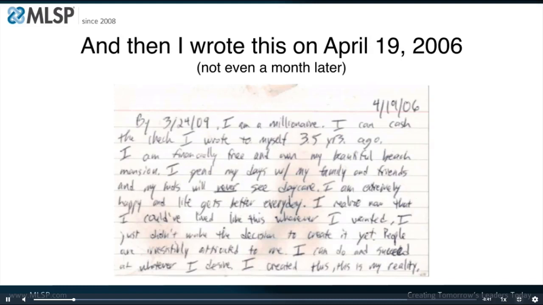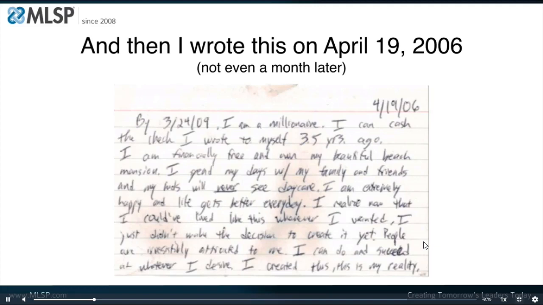Not even a month later, I reinforced this goal by writing this out even further. By March 24th, 2009, I'm a millionaire. I can cash the check I wrote to myself 3.5 years ago. I am financially free and own my beautiful beach mansion. I spend my days with my family and friends. My kids will never see daycare. I am extremely happy and life gets better every day. I realize now that I could have lived this life whenever I wanted. I just didn't make the decision to create it.